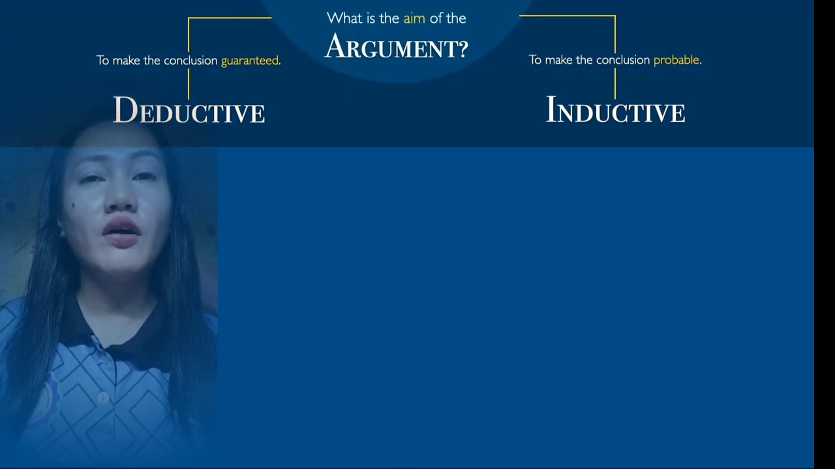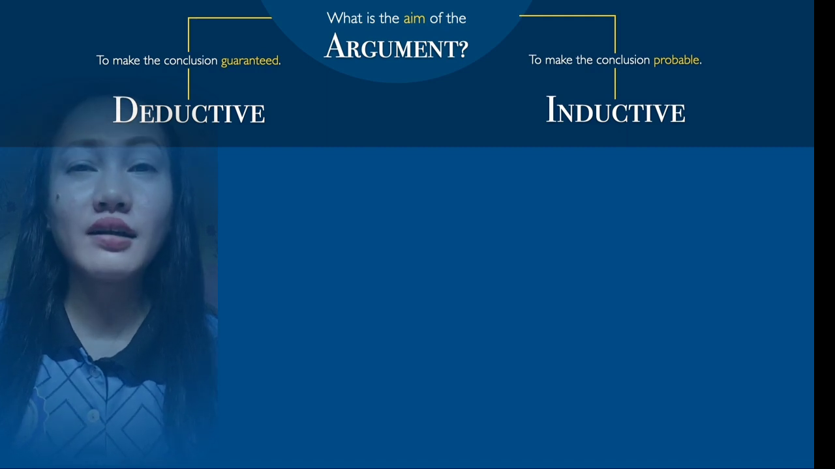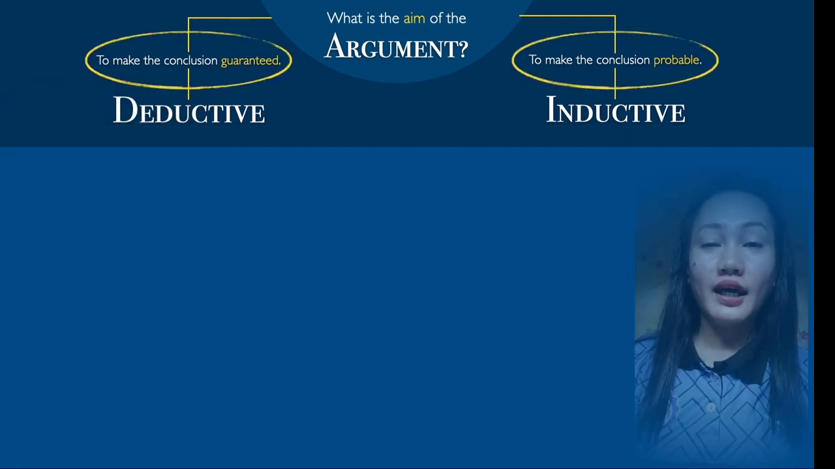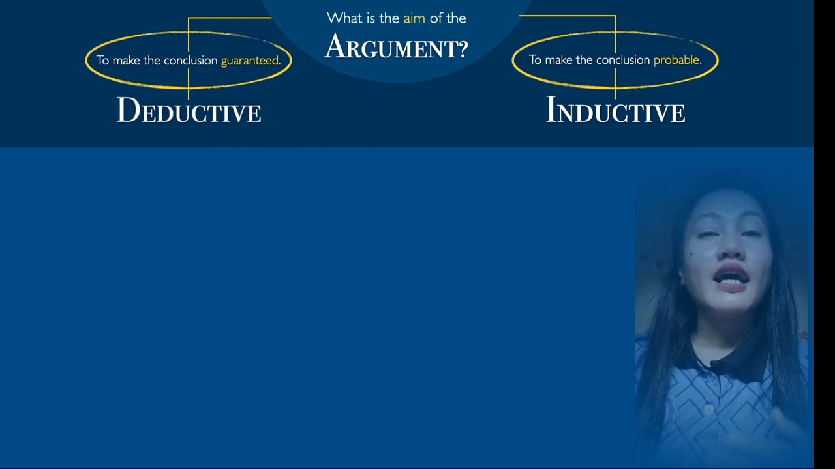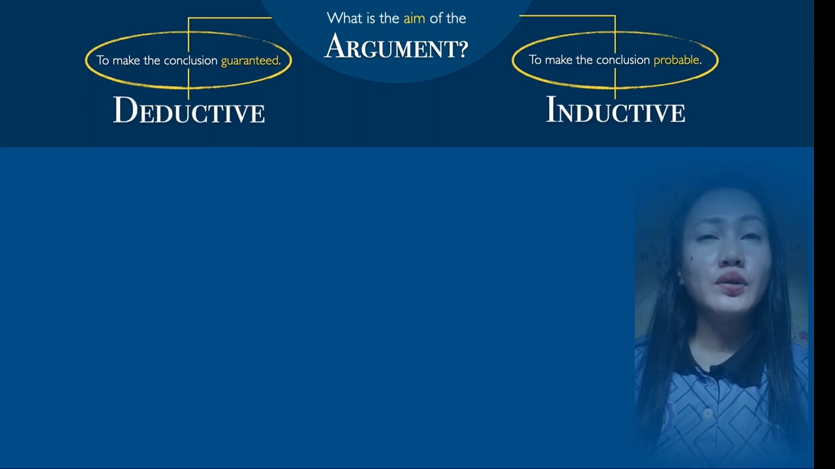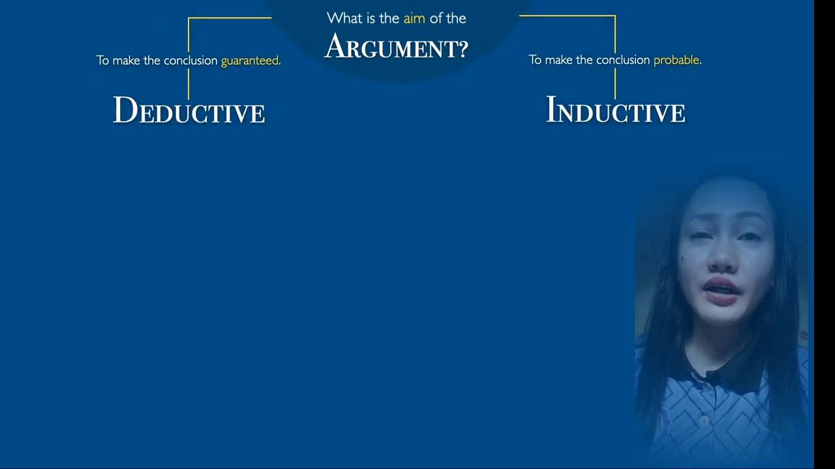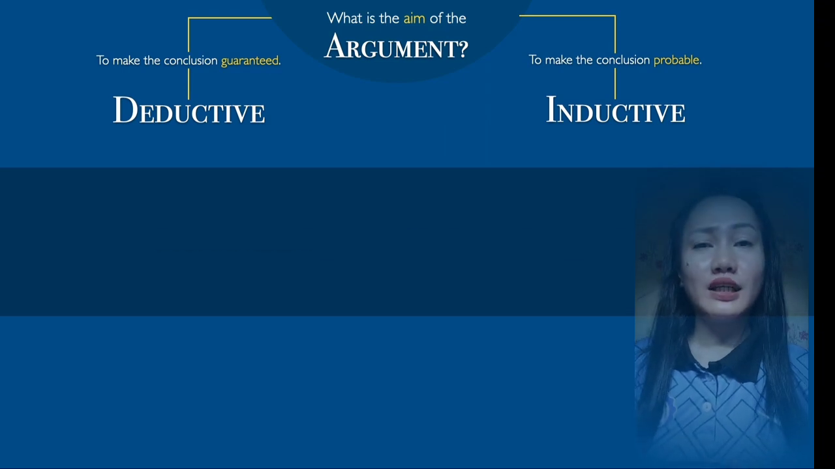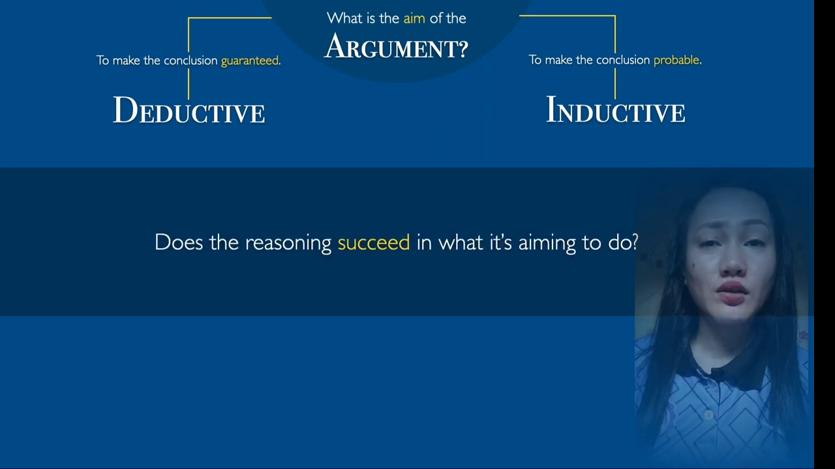So here is the first level of our chart, the difference between deductive and inductive arguments. Deductive versus inductive is all about the aim of the reasoning. It's what the argument is trying to do that makes it deductive or inductive. That's important because in the second level of the chart, the question is not what the argument is aiming to do, but whether the reasoning succeeds in what it's aiming to do.